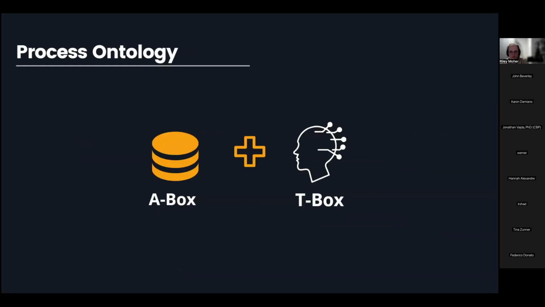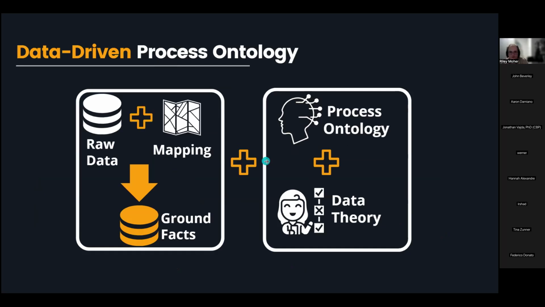So going from our traditional notion of A box and T box, instead for the data-driven process ontology view, we have the raw data and our mappings in order to produce our initial knowledge base, so our set of ground facts. And on the other side, we have our process ontology, which is at the foundational, domain-independent level. And then for our particular data set in our domain, we have our data theory.